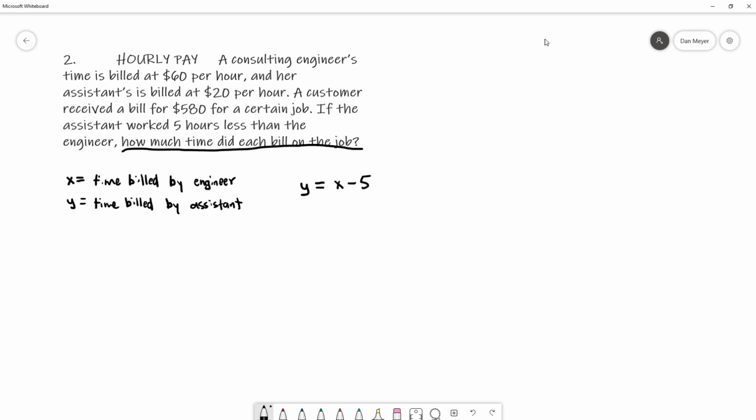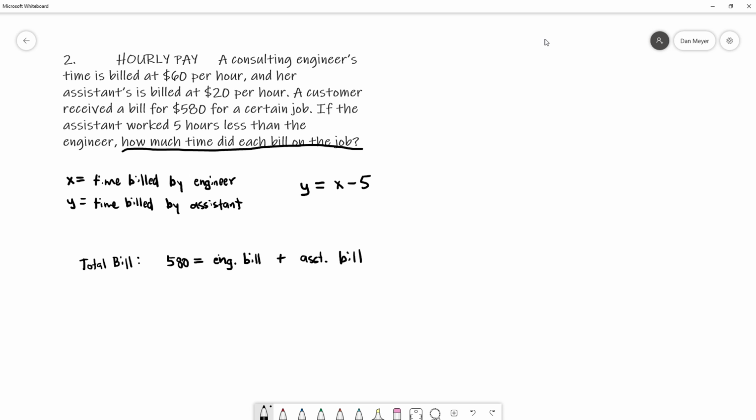Now, the customer received a bill for $580. So the total bill was $580. That's the result of adding the engineer's bill plus the assistant's bill. If you take the amount billed by the engineer plus the amount billed by the assistant, that gives you the total bill.